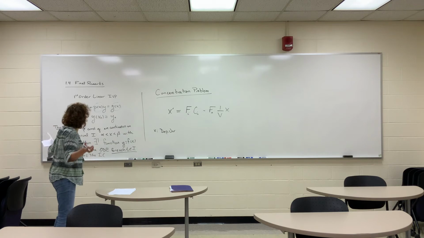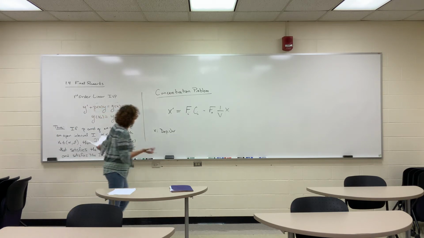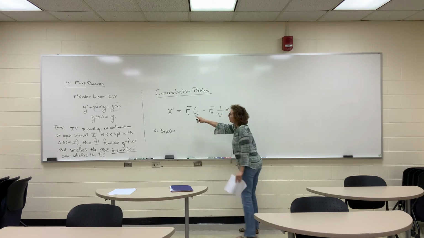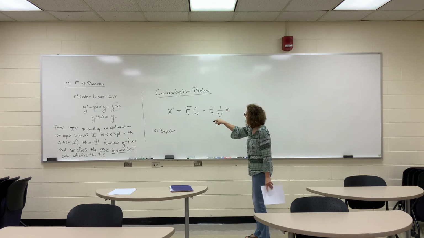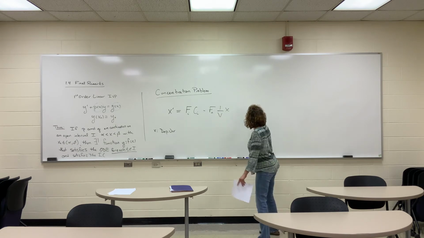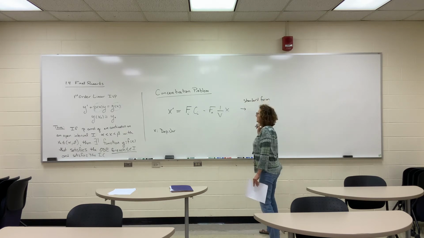So how in the world is it even a linear first order initial value problem? Well, it doesn't take too long to identify. Since we have identified the dependent variable, I can write that in standard form. If I write it in standard form, what do I want to do with this equation?